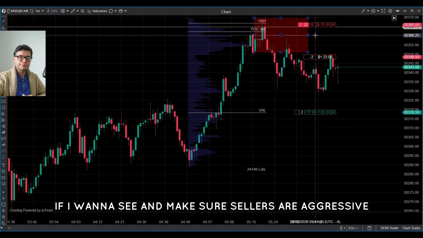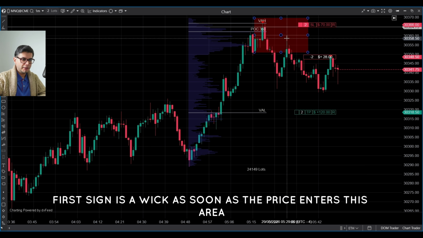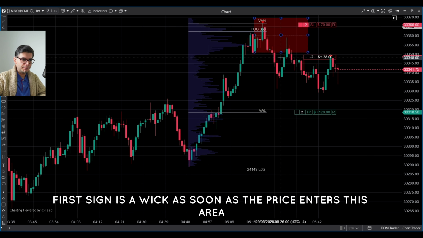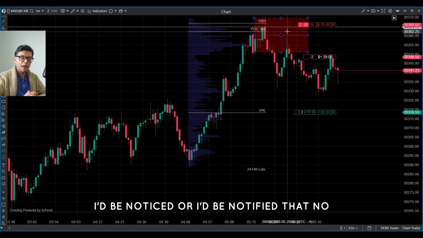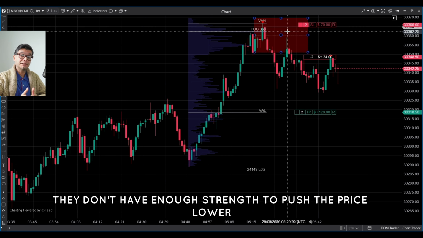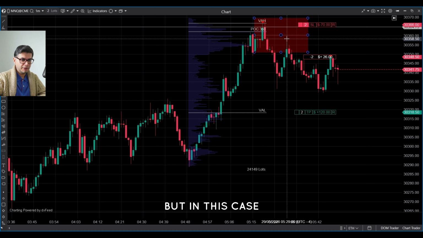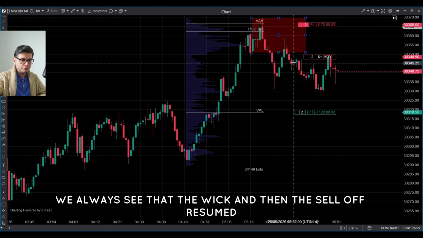If I want to make sure sellers are aggressive and determined to push the price lower, the first sign is a wick as soon as the price enters this area. If this candle was closing higher, I'd be notified that no, sellers are not aggressive enough, or they don't have enough strength to push the price lower. But in this case, we see a wick and then the sell-off resumed.